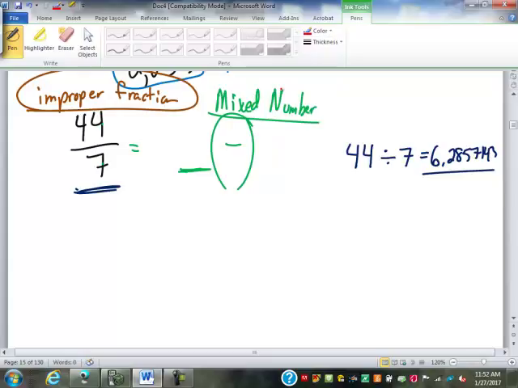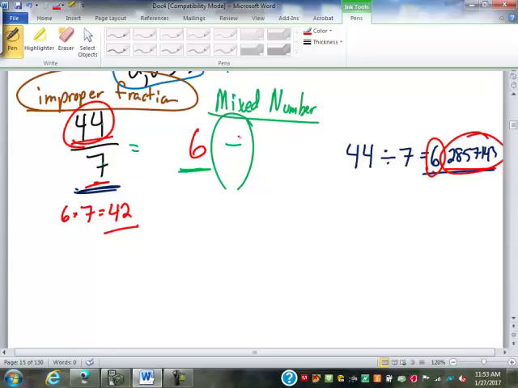What's that telling us? Well, the 6 tells us we can get 6 whole objects out of this. The decimal tells us that we do have some pieces left over. Now, we don't necessarily know how many yet. So we have to figure out how many pieces were used up by the 6 whole objects. 6 objects times 7 pieces each is 42 pieces. So out of 44, how many pieces are left? We've used up 42. Out of 44, we have 2 left. So that is 6 2/7.